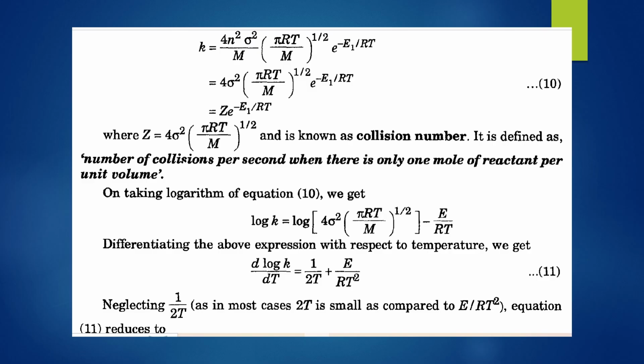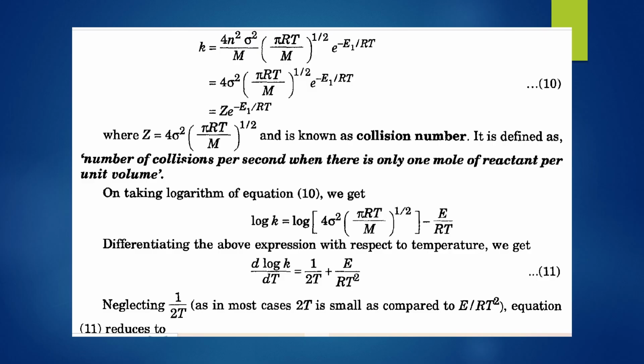is equal to kn squared, n squared will get cancelled and we will have k equated to 4 sigma squared into (pi RT by m) whole power half e power minus E1 by RT, which is nothing but Z into e power minus E1 by RT, where Z is equal to 4 sigma squared (pi RT by m) whole power half, which is known from kinetic theory of gases as the collision number.